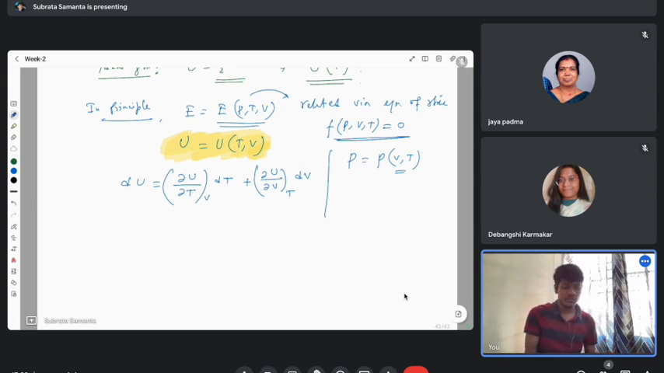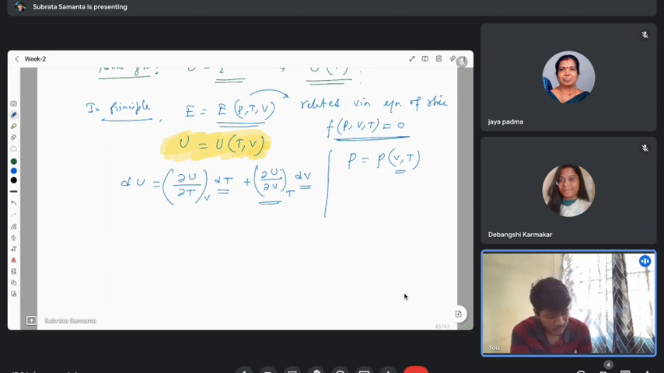Both are included. So that's why the variation of T, dT, and the variation of V, dV. When we vary the temperature, the coefficient is del u del t at constant V. Similarly, when we vary the volume, the change in du is proportional to dV, and the proportionality constant is del u del v at constant T, and we write the superposition. So this equation tells us that the variation of du depends on the variation of dT and the variation of dV.